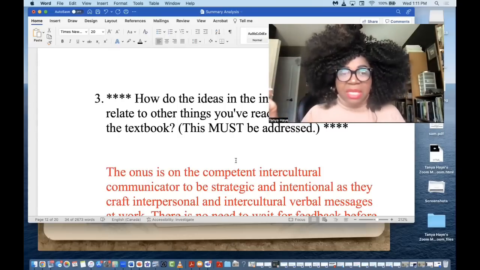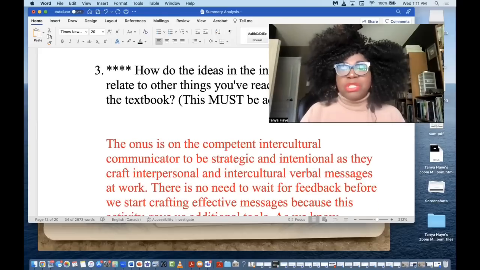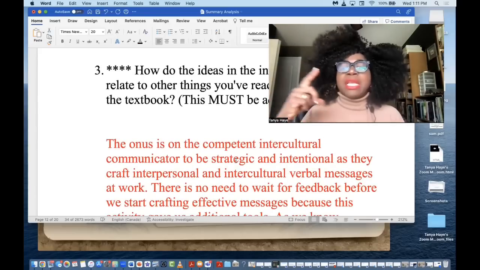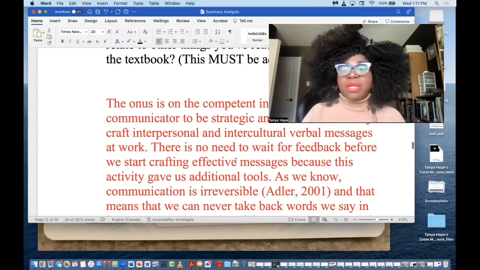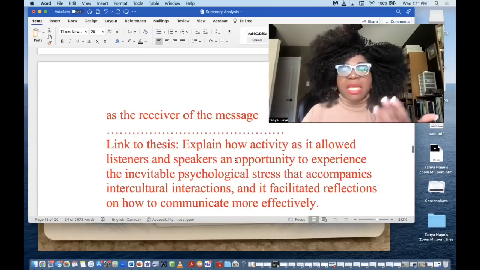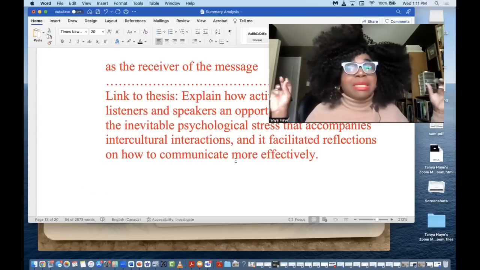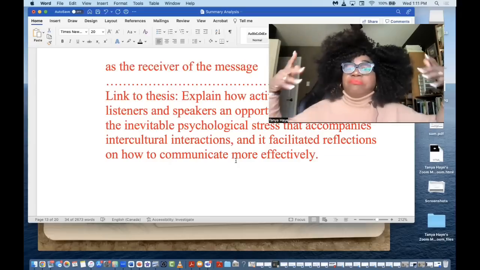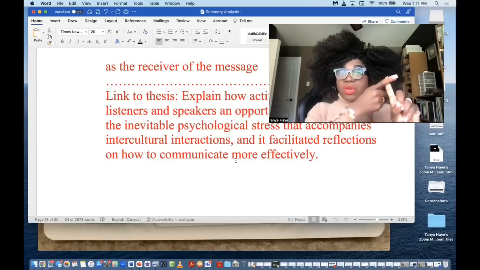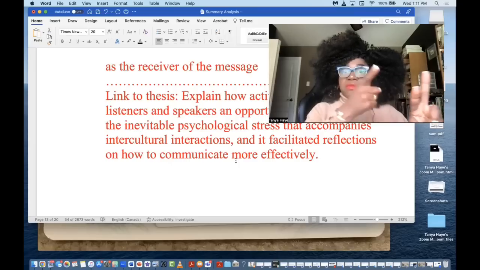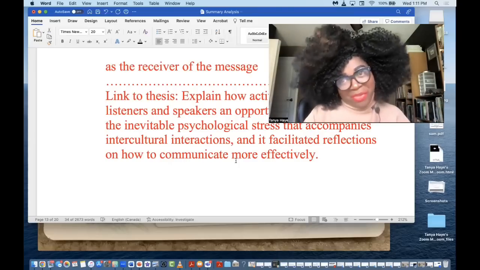And for my connection, I said, the onus is on the competent intercultural communicator to be strategic and intentional as they craft interpersonal and intercultural verbal messages at work. And then I talk a little bit about Adler again, blah, blah, blah. Yep, that's it. That is the summary analysis section. So, introduction, summary, analysis, and now we're ready for the conclusion.